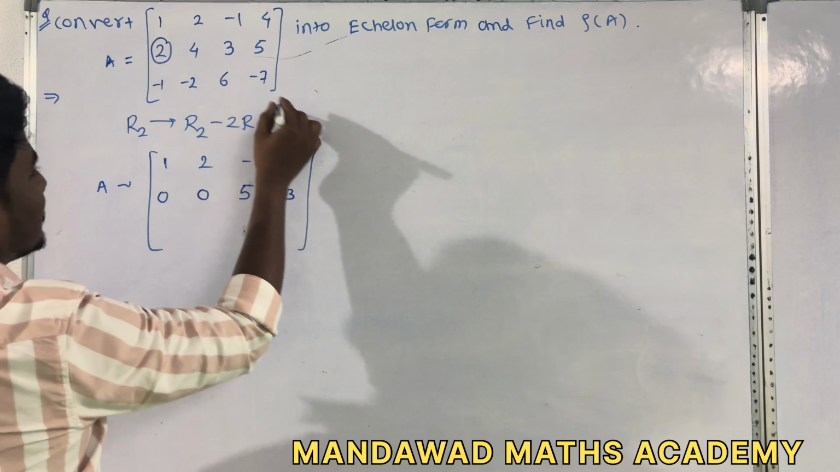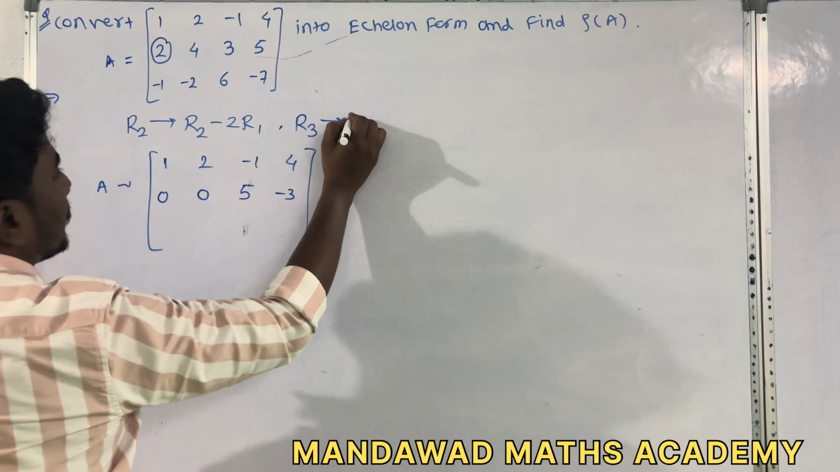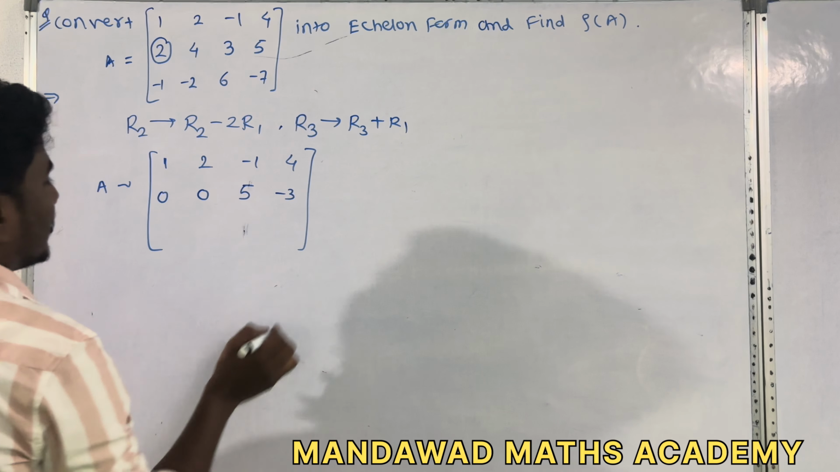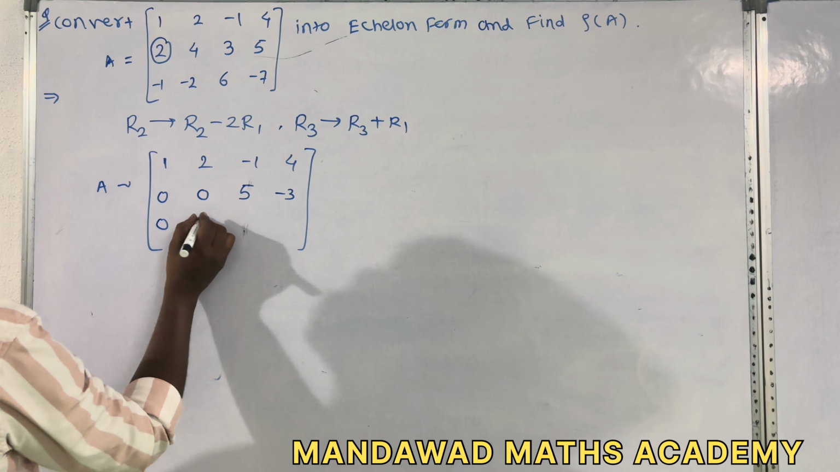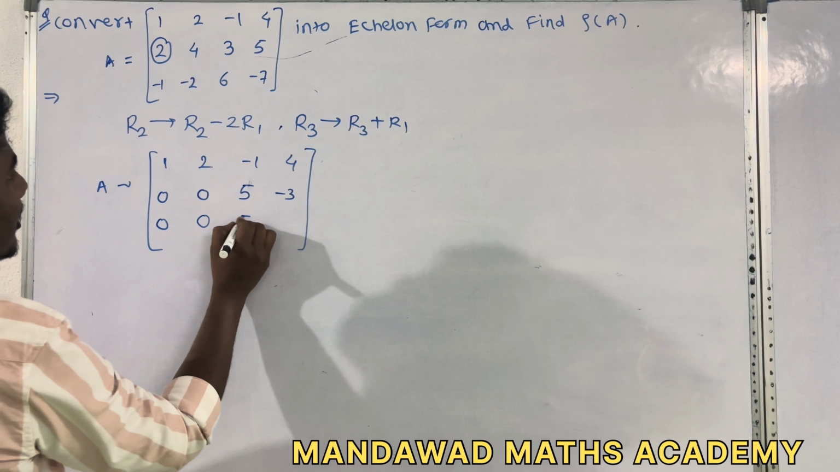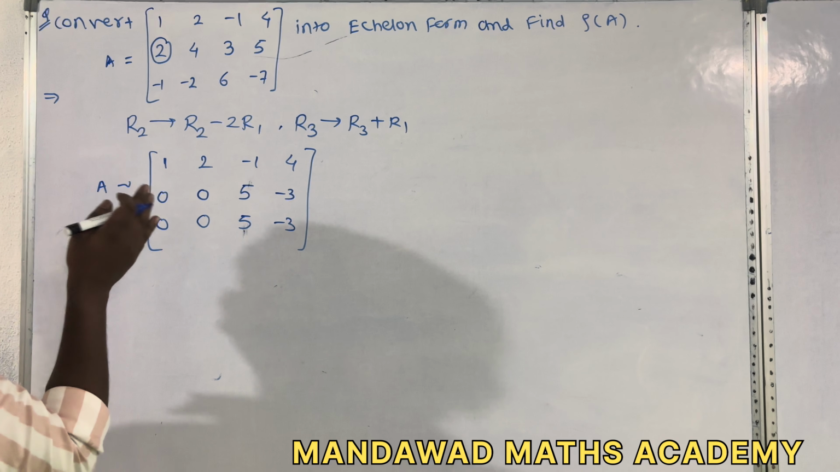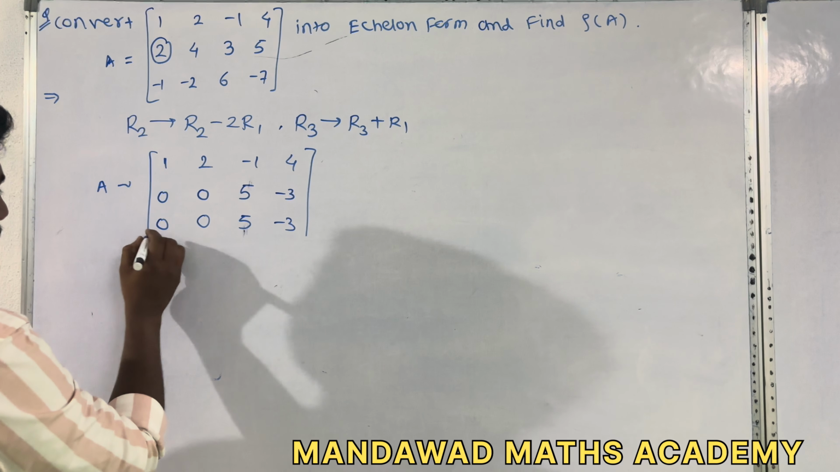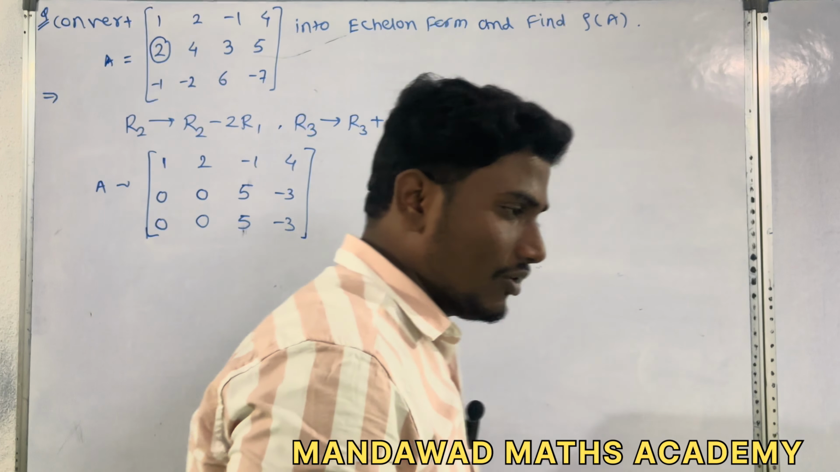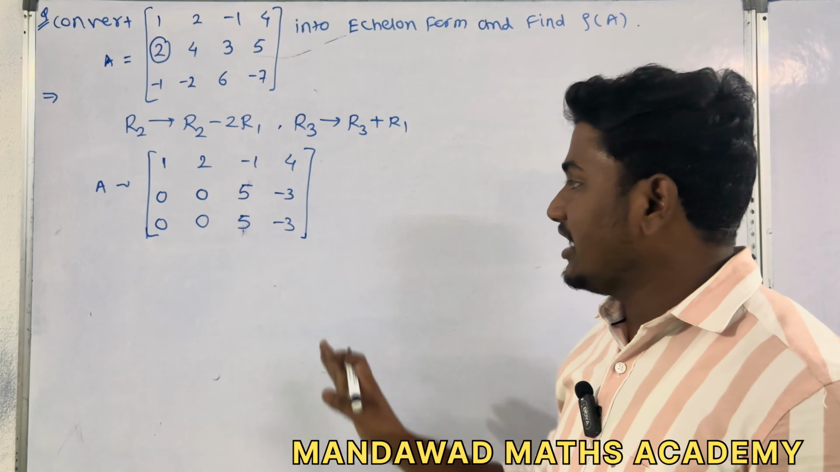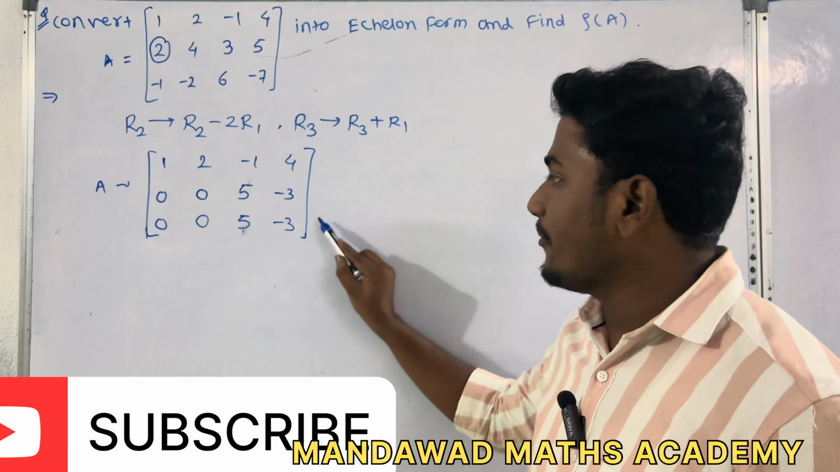Okay. Next I want this one to be 0. R3 changes, R3 plus R1, since minus 1 plus 1 is 0. Adding this 2. Minus 1 plus 1 is 0. Minus 2 plus 2 is 0. 6 minus 1 is 5. Minus 7 plus 4 is minus 3. So if possible, you can apply row transformation again. If not possible, you can find the number of non-zero rows. Okay. Here it is clear that these rows are the same. So if rows are the same, it is possible to make all elements 0.